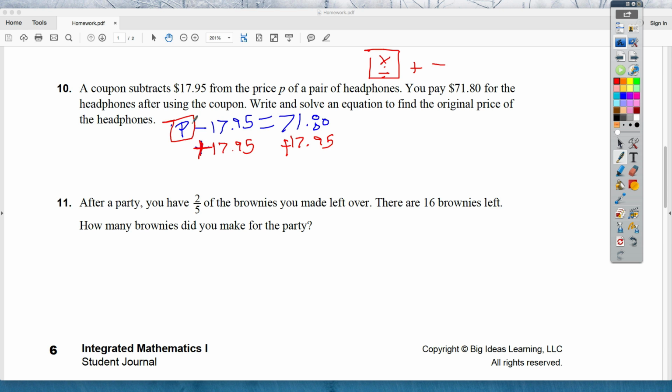And let's just look at this now. We've got P. This goes away. Equals. Then we've got 5. That's going to be 17. Carry the 1. Okay, now we've got 7 plus 1 plus 1. That's 9. And 7 plus 1 is 8. So the original price is $89.75. And we can always check that and say, hey, what's $89.75 minus $17.95? Is that this price? And you should see it is.